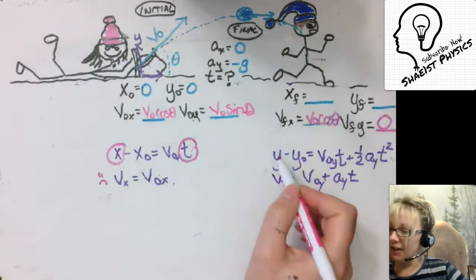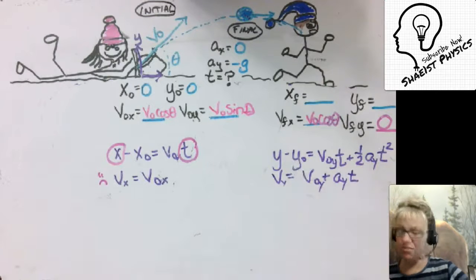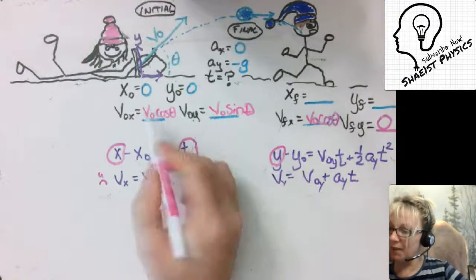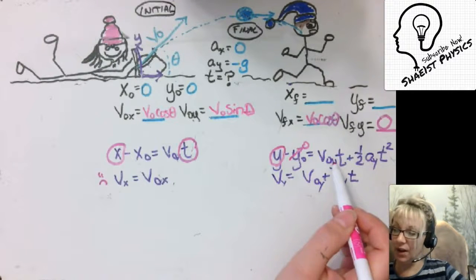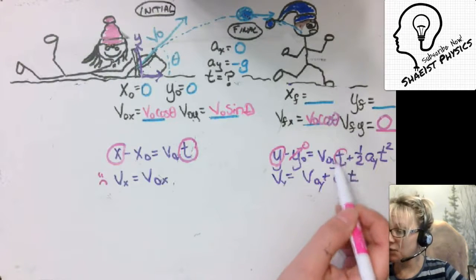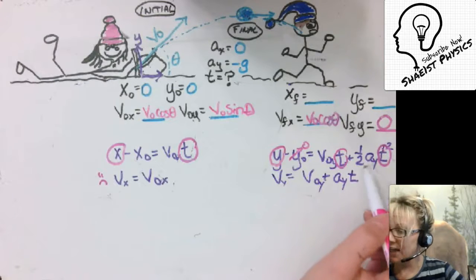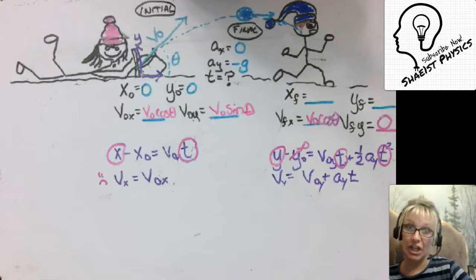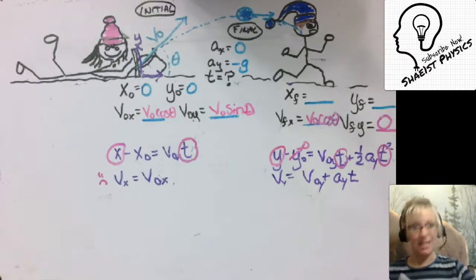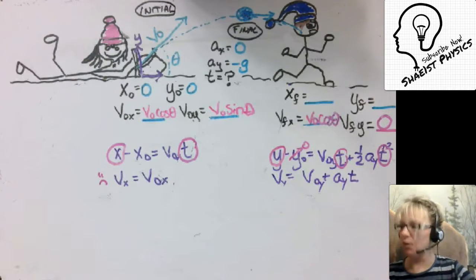Let's see. Final y position. Oh, I don't know that. Initial y position, I know. That's 0. The initial velocity in the y direction, I do know that. Time is what I'm looking for. And I do have the acceleration in the y direction. Again, here I have two unknowns. It's not looking very good. At this point I could get nervous and panic and cry, or take a deep breath and say, hey, I still have one more equation.